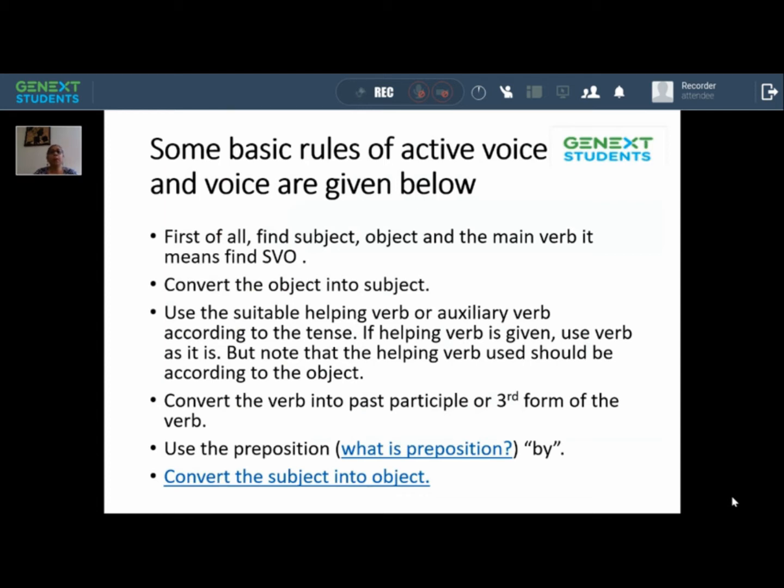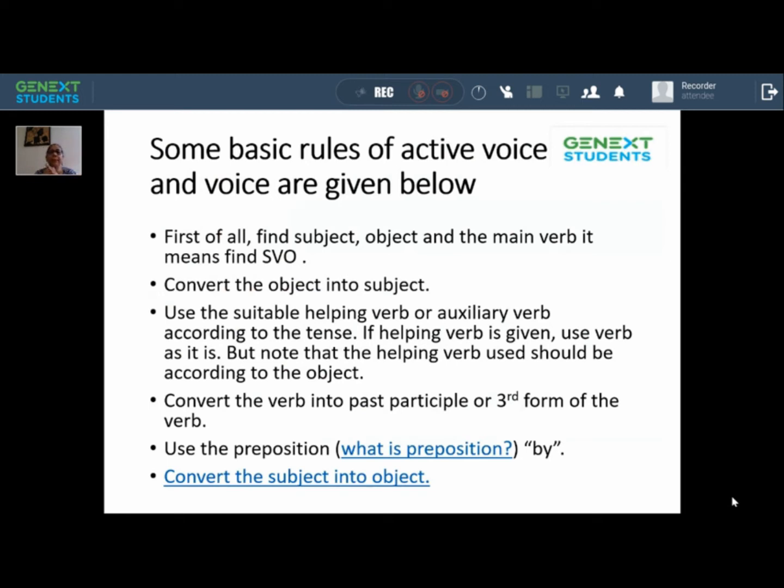Now convert the object into subject. So if the sentence is in the active voice, then we need to understand which is the subject here and which is the object. When we are converting it into a passive, whatever object is in the place of a subject, and whatever the subject is, they will go in the place of an object.